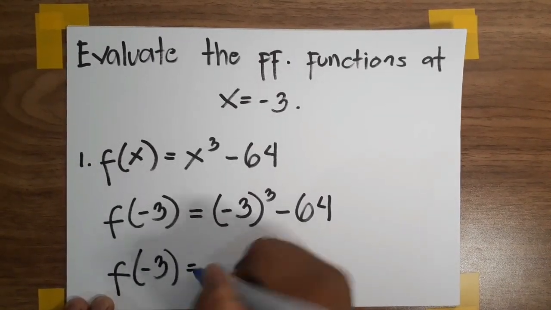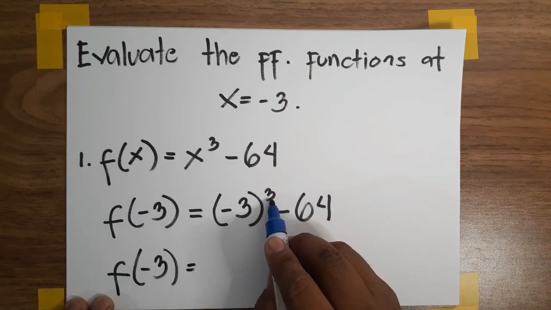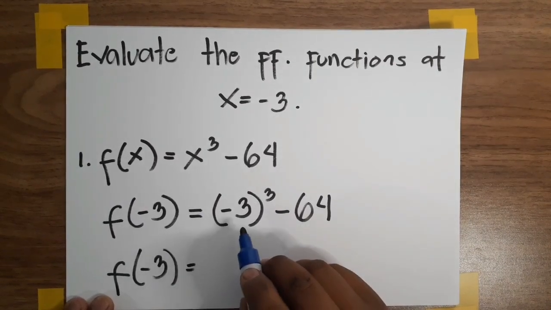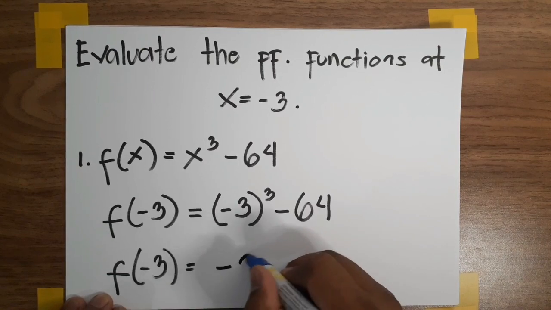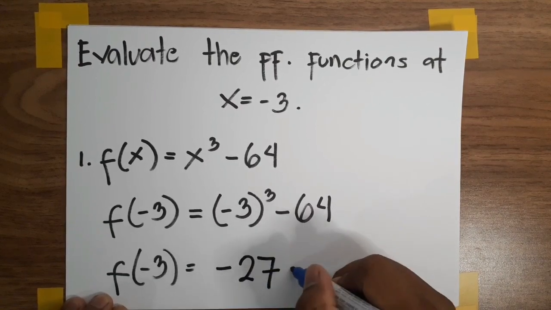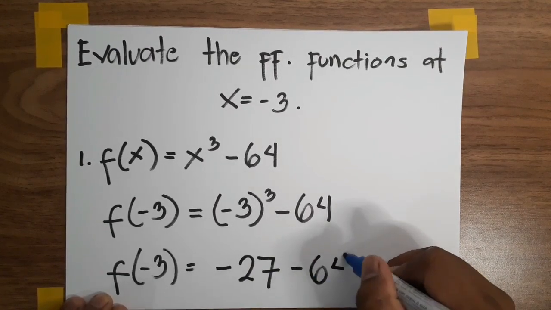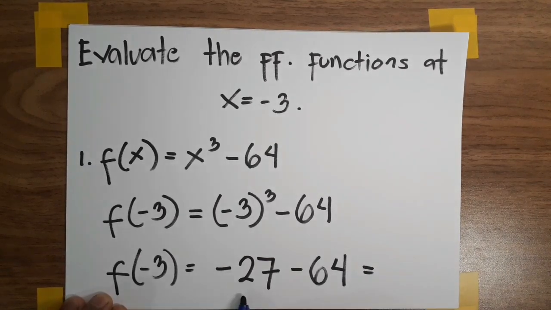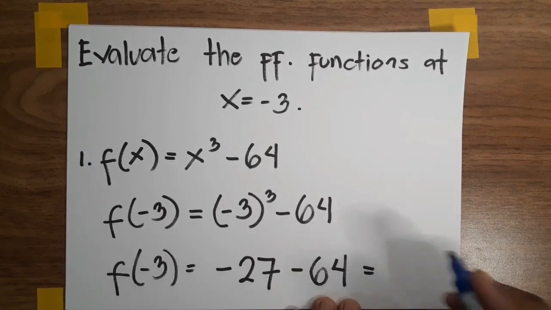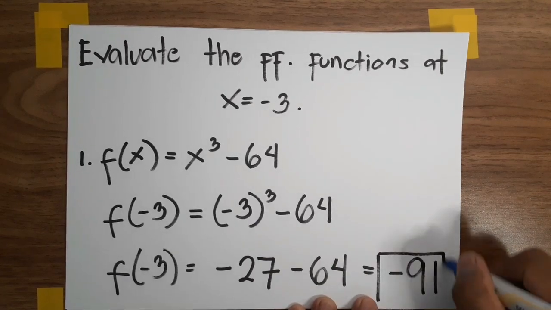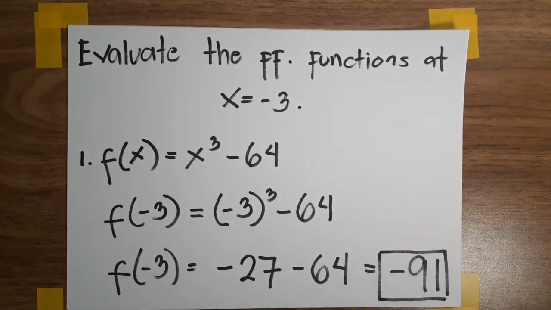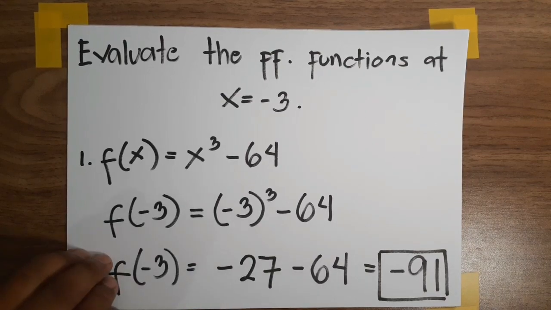So you have f of negative 3 is negative 3 cubed, which is equivalent to negative 27 minus 64. Negative 27 minus 64 is equivalent to negative 91. So f of negative 3 is negative 91.